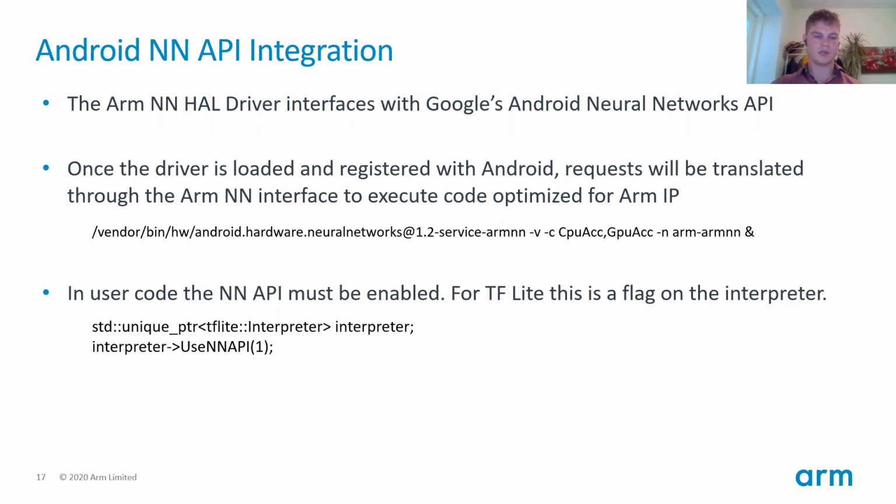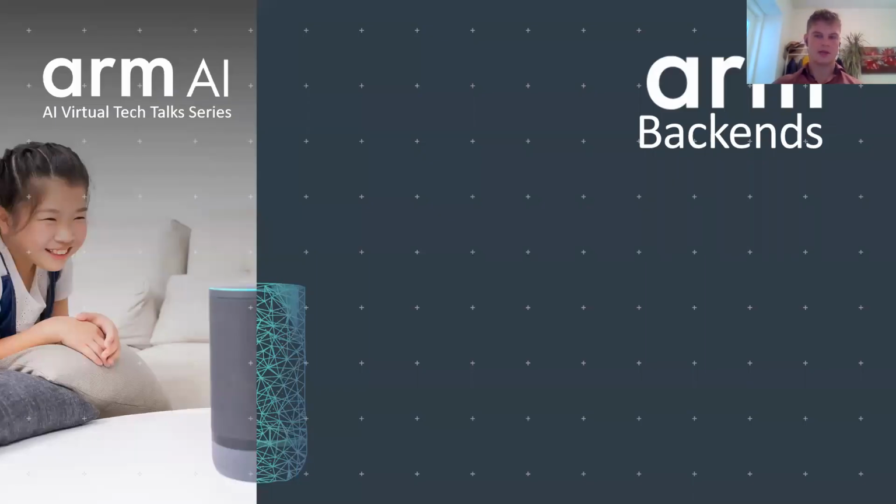And if you wanted to do this through TF-Lite as well on Android, you'd create a TF-Lite interpreter and use the NNAPI flag on the interpreter to use the HAL driver. So backends, we're going to talk about the ARM-NN backends and a little bit about custom backends and dynamic backends.